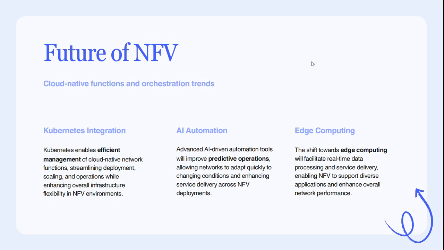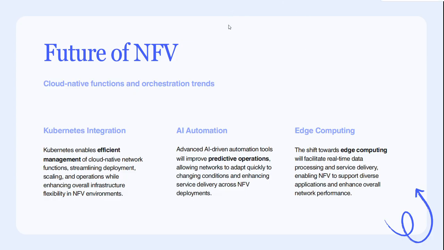Now we'll talk about the future of NFV. The future of NFV is moving towards cloud native network functions, also called CNFs. These run on containers instead of virtual machines. With AI driven orchestration, networks will become more automated and more efficient, with self healing properties integrated in them. NFV will continue to play a major role in 5G, Internet of Things networks, edge computing, and next generation cloud infrastructure.